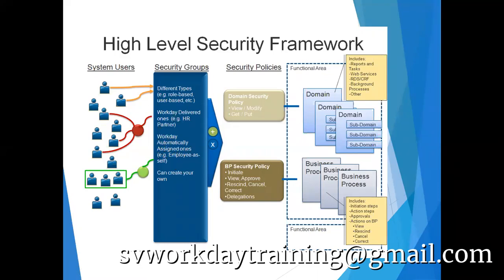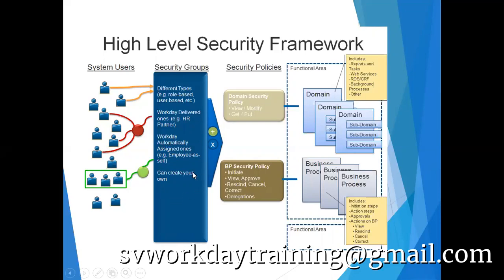Let's say I have hired an employee. When you hire an employee, a few security groups automatically get assigned. You don't go to the employee's profile, or go to the supervisory organization and then assign employee as self yourself. Employee as self is the automatic assignment of a security group. So a few security groups automatically get assigned.